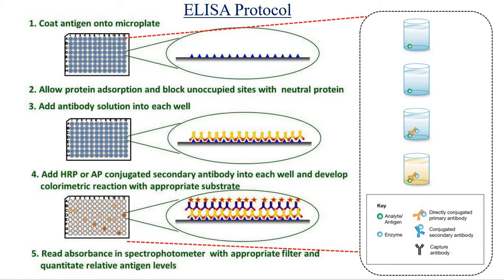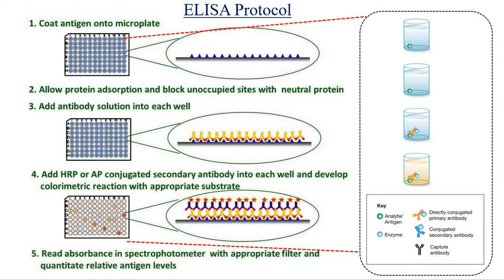In this slide we discuss the ELISA protocol. In general, ELISA is a 5-step procedure. First step is to coat the microtiter plate well with antigen. Second, block all the unbound sites to prevent false positive results.